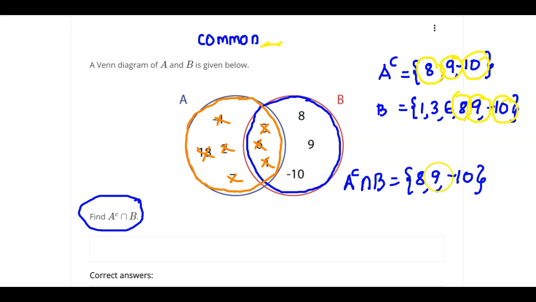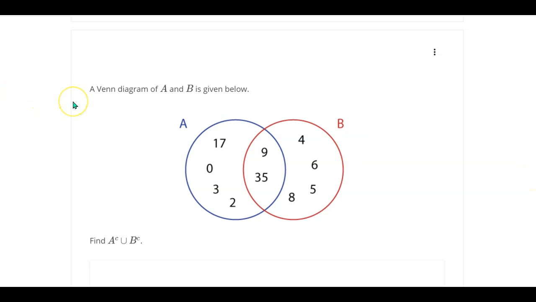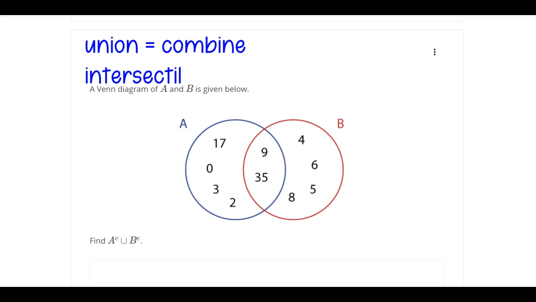Let's go ahead and do one more problem. All right, let's work on this problem, a Venn diagram of A and B. They asked me to find A complement union B complement. Remember that when they say complement, you find everything except A. But the most important thing is what operation you are doing. When it's a union, you simply combine. When it's intersection, you simply find something that is common. So make sure you write these keywords down. And once we know these keywords, things become so much easier.